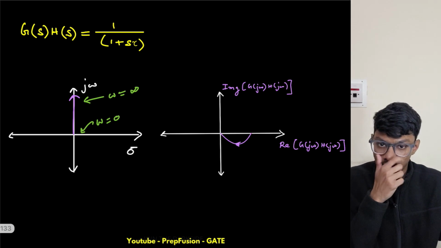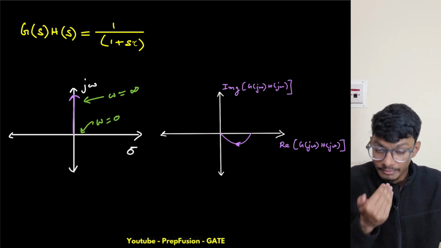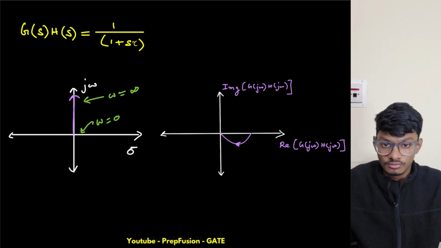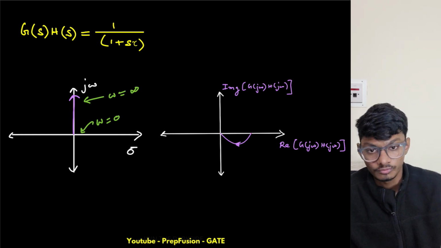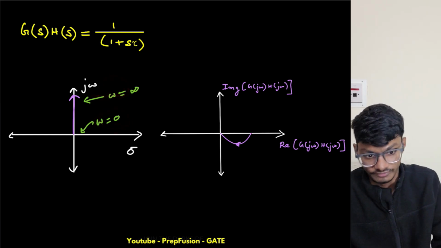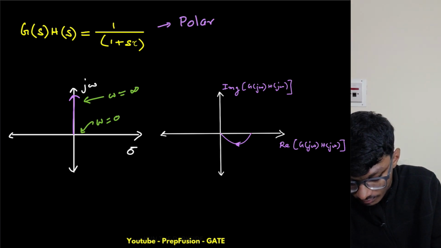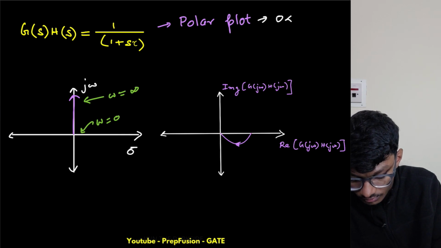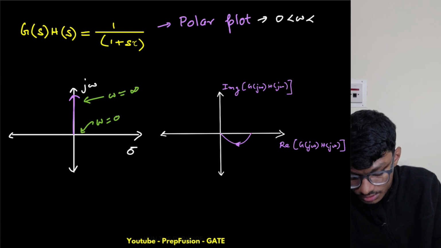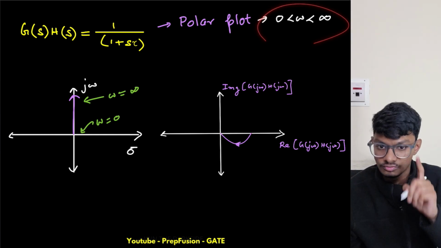But before that, I want to give you one example of mapping that we have been doing from the polar plot itself. In the polar plot, what we used to do is vary omega from 0 to infinity, right? So that is what we used to do.